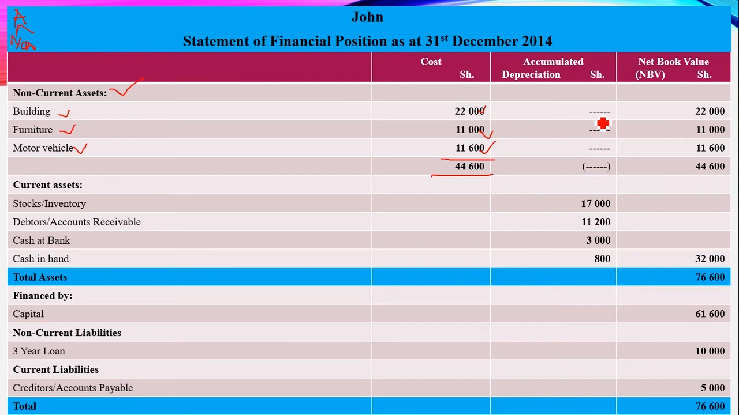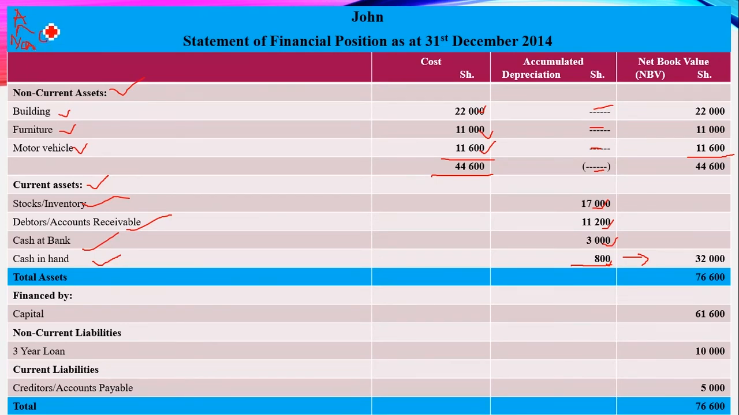Then we don't have any depreciation, so this will be a dash. Then the net book value will therefore be 22 minus 0, 22; 11 minus 0, 11. Then you get the total here. Then we move to what? Current assets. We have stocks, that is 17,000. We have debtors, 11,200. We have cash at bank, 3,000. We have cash in hand, 800. Get the total there, which is 32,000.